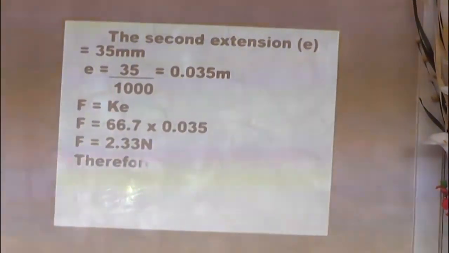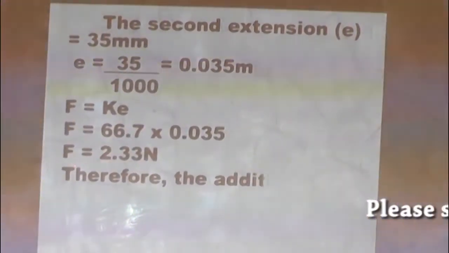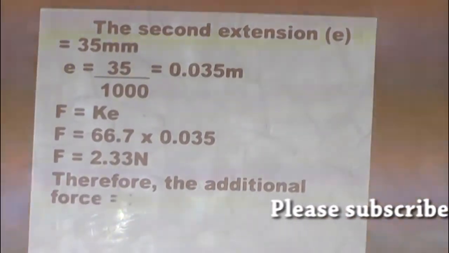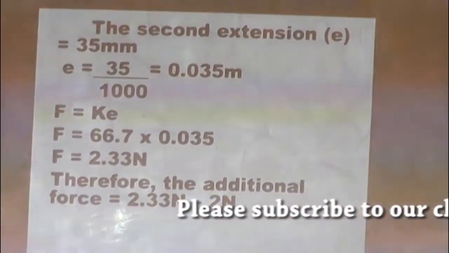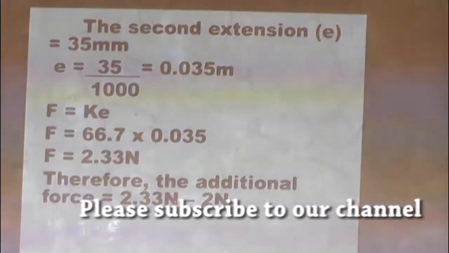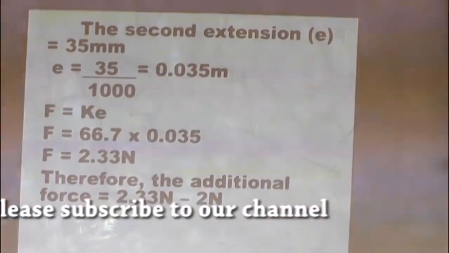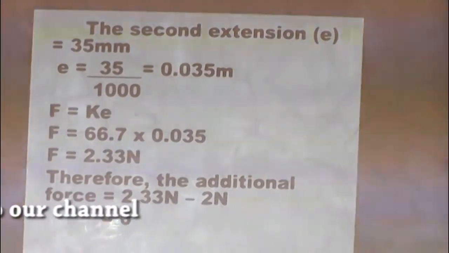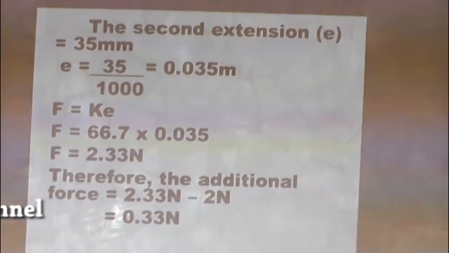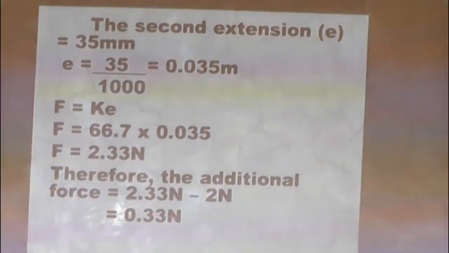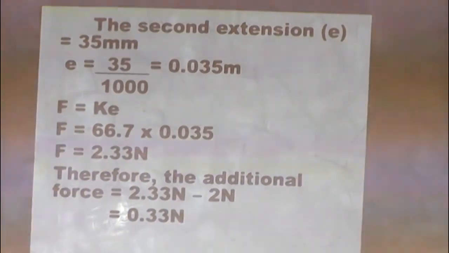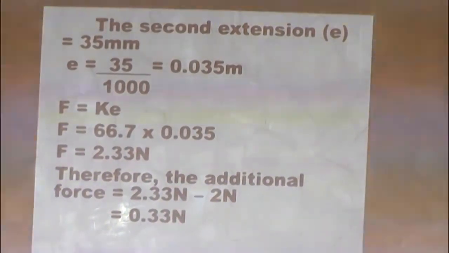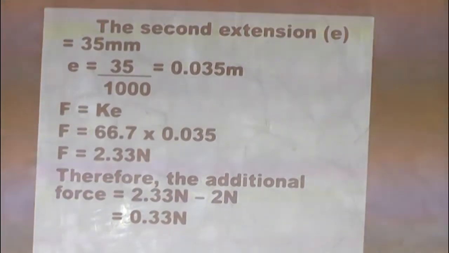To get that, the force given to you, which is 2, you now subtract it from the final force we have here now. Then you now have the additional force to be equal to 2.33 Newton minus the initial force, which is what? 2 Newton. Then from there you have your additional force to be equal to what? 0.33 Newton. That is the solution for example 2.